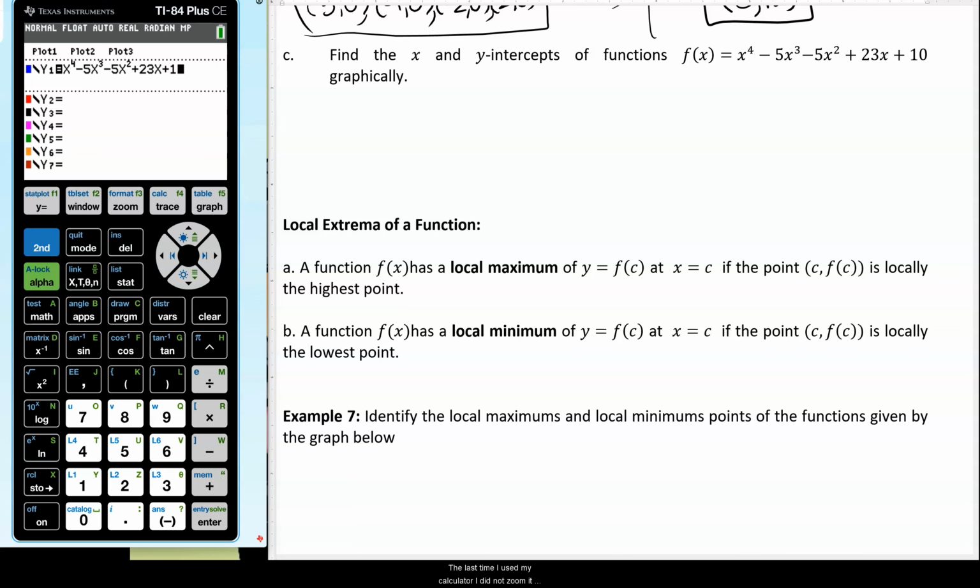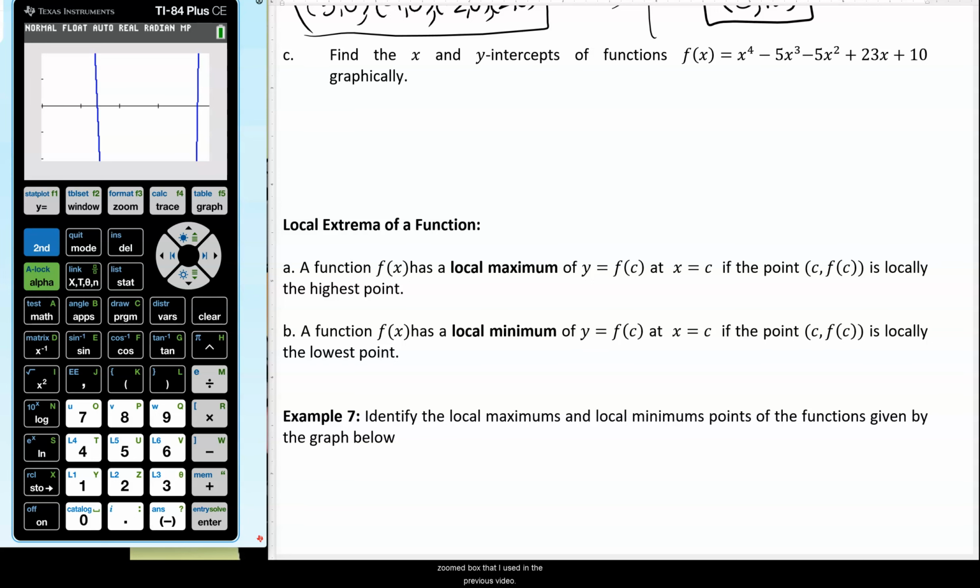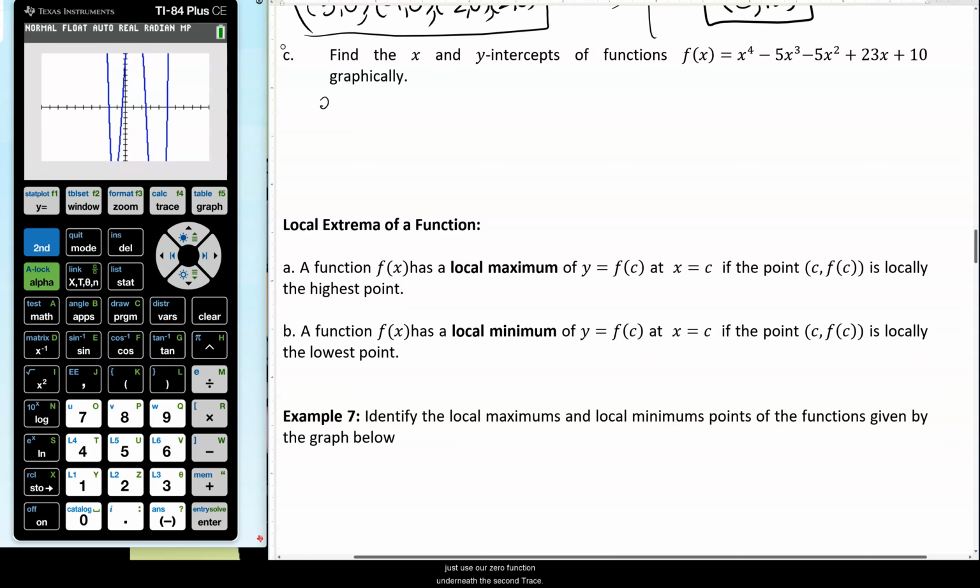Now, the last time I used my calculator, I did not zoom it back to normal. So when I graph it, it's still in that zoomed box that I used in the previous video. So I'm going to go to zoom and hit zoom standard or Z6, and that's my graph. If we wanted to find the x-intercepts, at least 2 of them can be found by inspection, but let's just use our zero function underneath the second trace, and then zero. Once again, this is to find the x-intercepts.